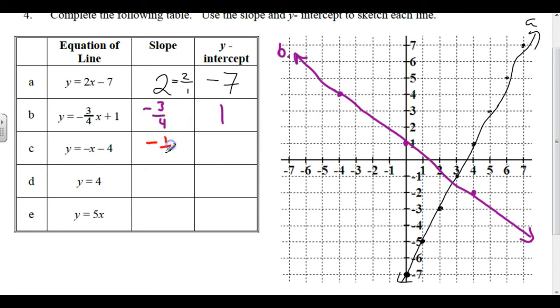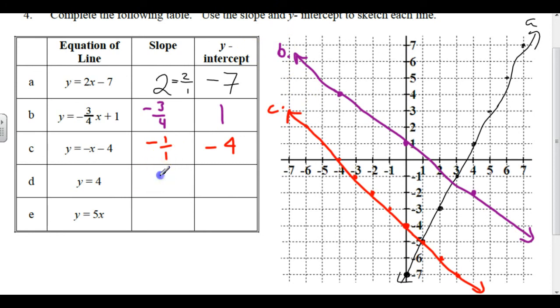Slope is -1, and the y-intercept is -4. So we start with the point that we know, which is the y-intercept. Slope of -1 says go down 1, right 1. Or it says go up 1, left 1. And draw the line, put arrows on both ends, and that's C.